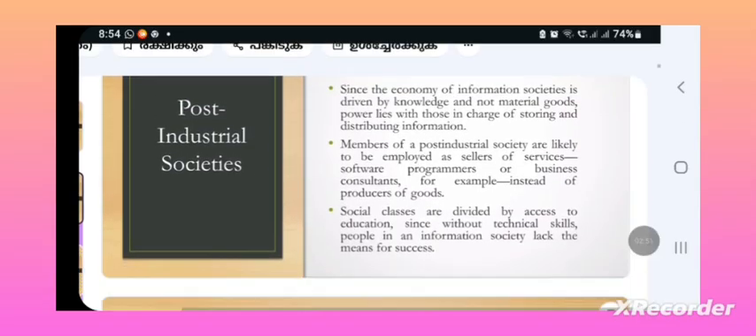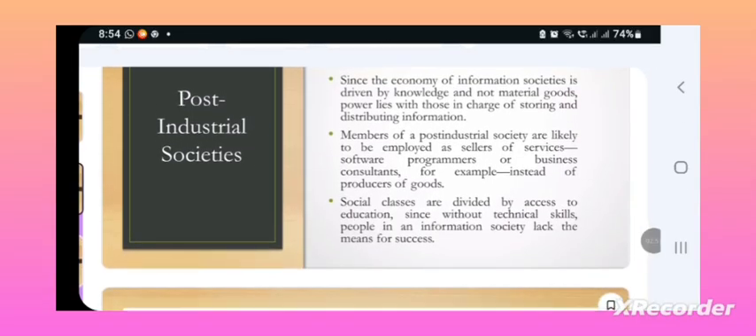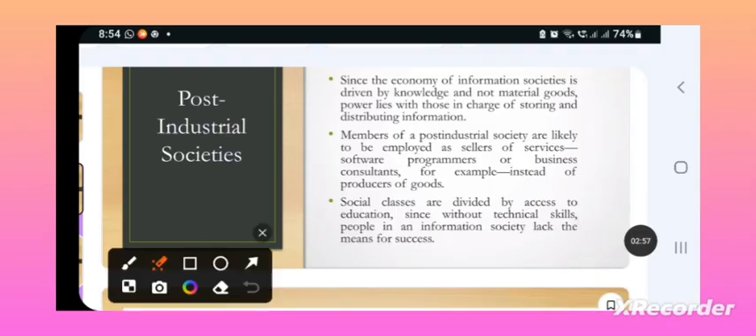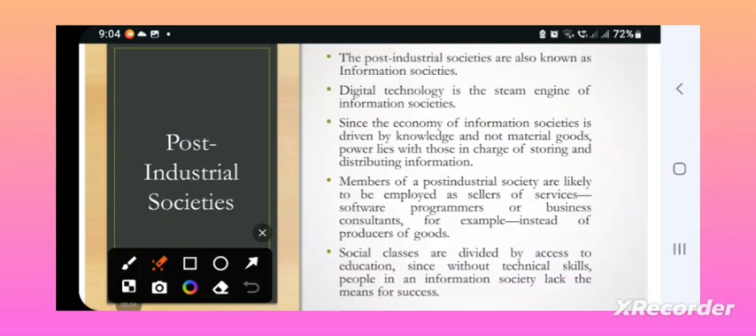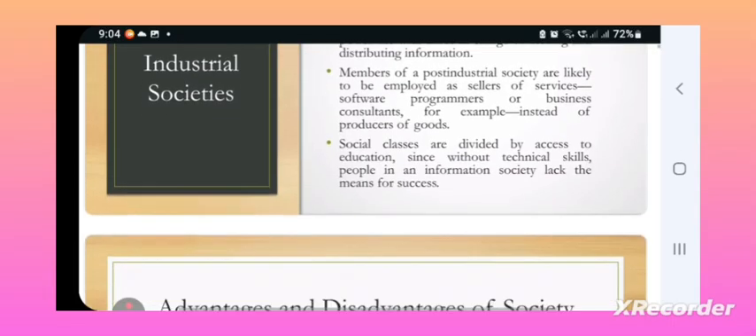Post-industrial societies. Since the economy of information societies is driven by knowledge and not material goods, power lies with those in charge of storing and distributing information. Members of a post-industrial society are likely to be employed as sellers of services or software programmers. Social classes are divided by access to education, since without technical skills, people in an information society lack the means for success.